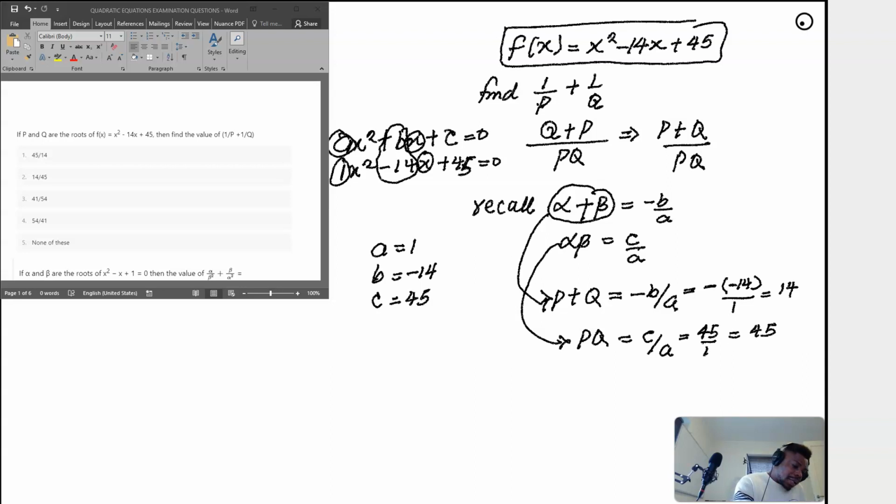But now, since we are required to find 1 over p plus 1 over q, and that is the same thing as p plus q over pq, what is p plus q? We got 14, divided by pq, we got 45. So our answer here is 14 over 45, which is option 2. So let's go to the next question.